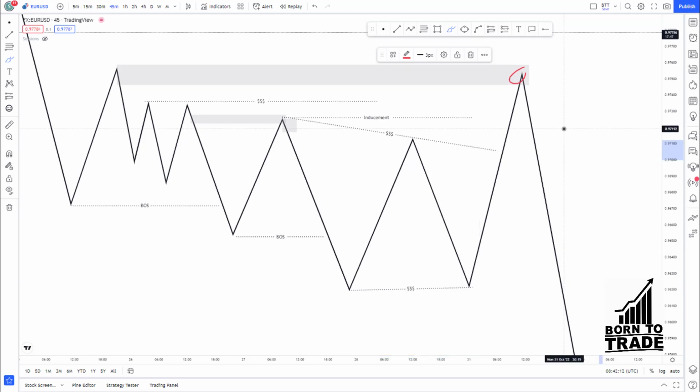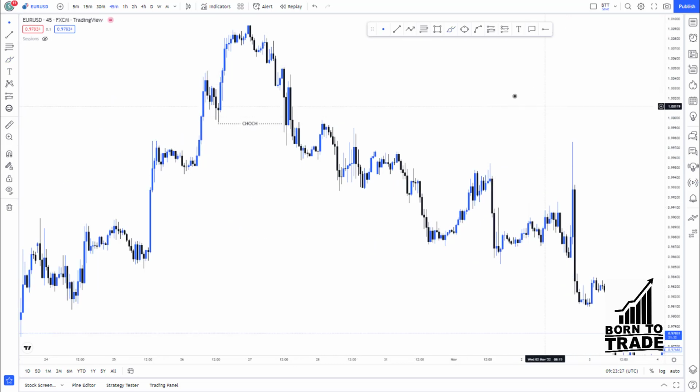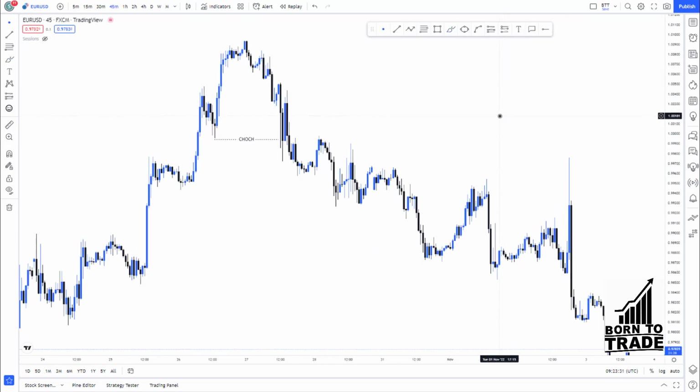Now let's move to the price chart. Let me show you exactly what happened on Euro USD after the statement was released. So this is the Euro USD price chart. Like I said, I'll use it to explain the price action that occurred during the FOMC news release.